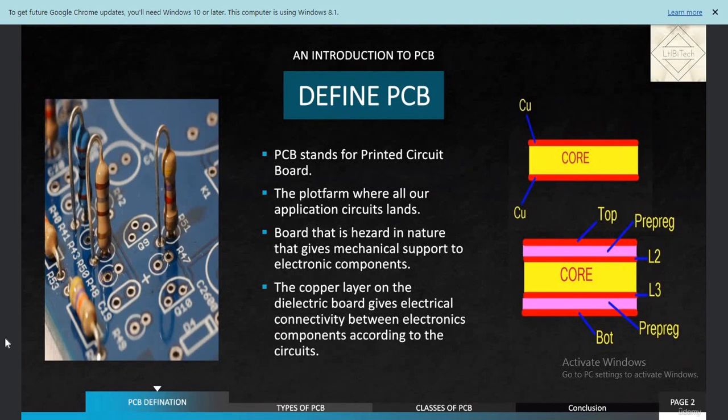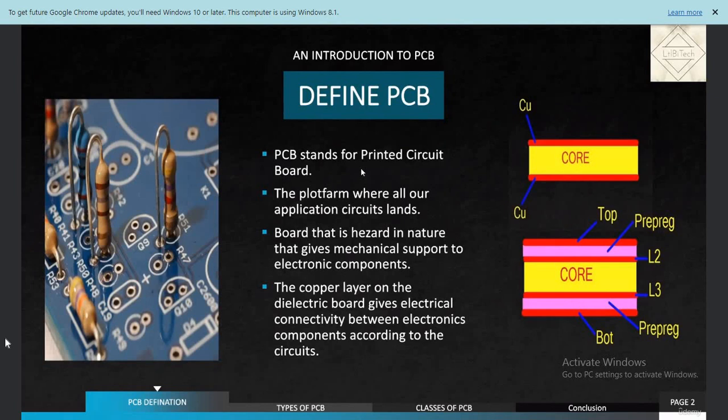In the first section, an introduction to PCB, we are going to discuss the definition of PCB. We will discuss that in 4 points and also try to understand what a PCB is. You may get an interview question on the definition of PCB, or you just have to tell what PCBs are. PCB stands for printed circuit board. The first point is to give the abbreviation of PCB, that is printed circuit board.